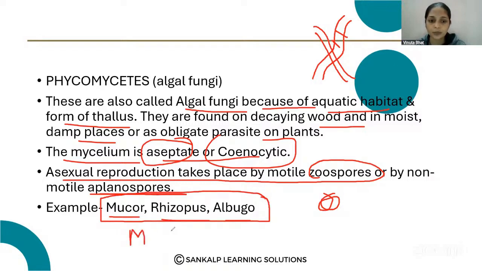Mucor, just remember MRA: Mucor, Rhizopus, Albugo. So for phycomycetes, the examples are MRA, that is Mucor, Rhizopus, Albugo.